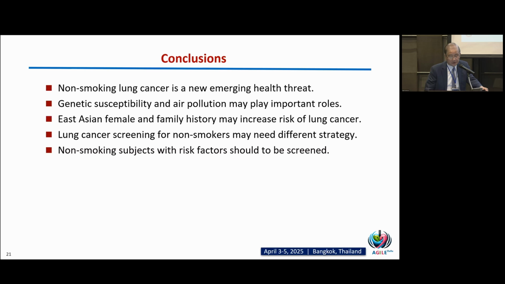So I conclude here: lung cancer is a new emerging health threat worldwide, and genetic susceptibility and air pollution may play very important roles. East Asian females and family history may increase the risk of lung cancer. It is feasible that we can screen for lung cancer in non-smokers, especially those with risk factors.